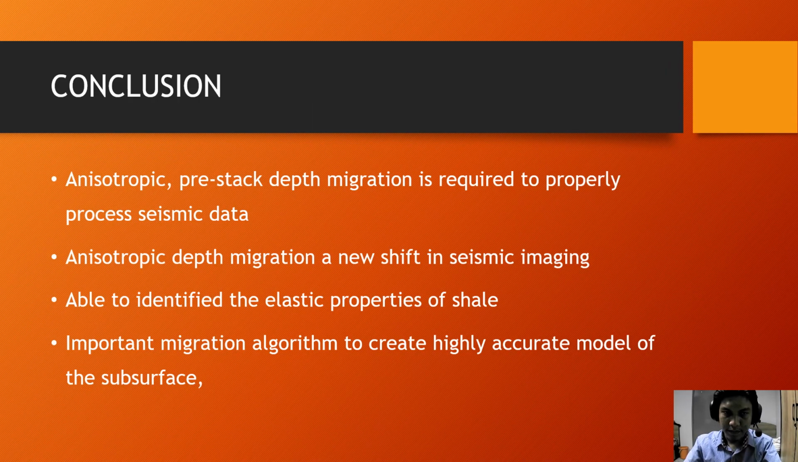In conclusion, anisotropic migration is required to properly process the seismic data in order for us to have the correct result of the subsurface. This shows that anisotropic migration provides a new shift in seismic imaging. And this anisotropy is also able to identify the elastic properties of shale, as shown in case study number 2. And then anisotropic migration is also an important algorithm which is able to create highly accurate models of the subsurface in the future.